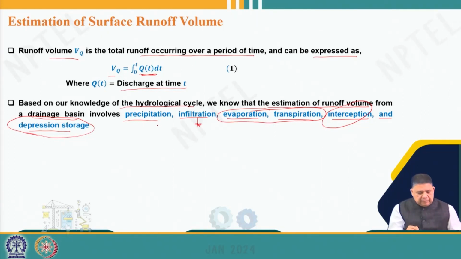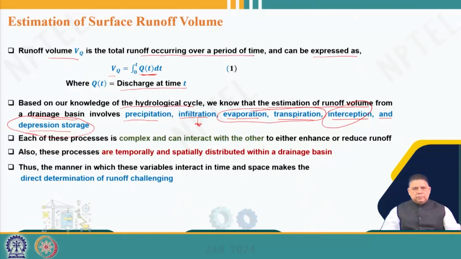So, that simply means that knowing the precipitation and considering the hydrological cycle, if we want to find out runoff volume, we need to have a fair idea of infiltration, evaporation, transpiration, interception and depression storage. That means all the possible abstractions actually. And we also have discussed almost all of them.